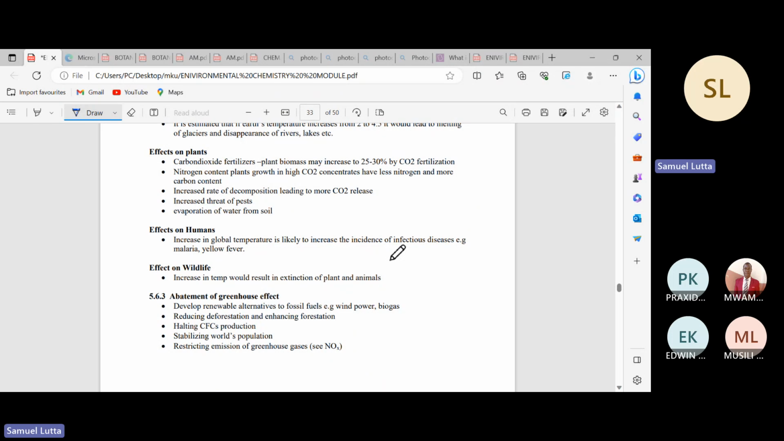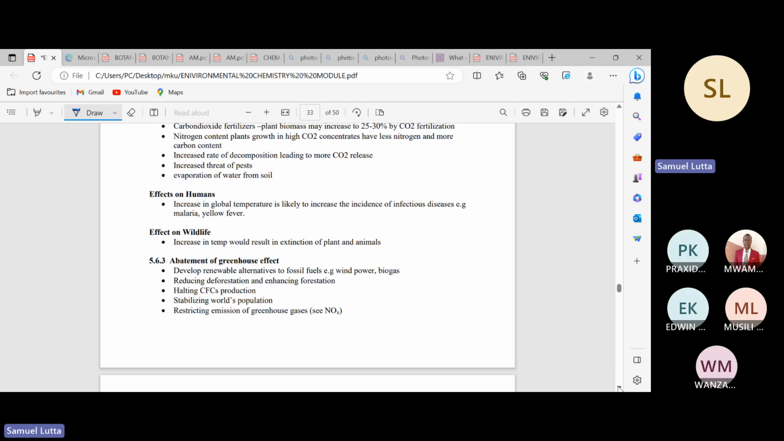And then for the wildlife, how does it affect the wildlife? I know for the wildlife, if you affect the plants and other creatures in the forest, you are likely to affect the wild animals. So abatement of greenhouse effect, that means how do we reduce this? I think we had talked about this.